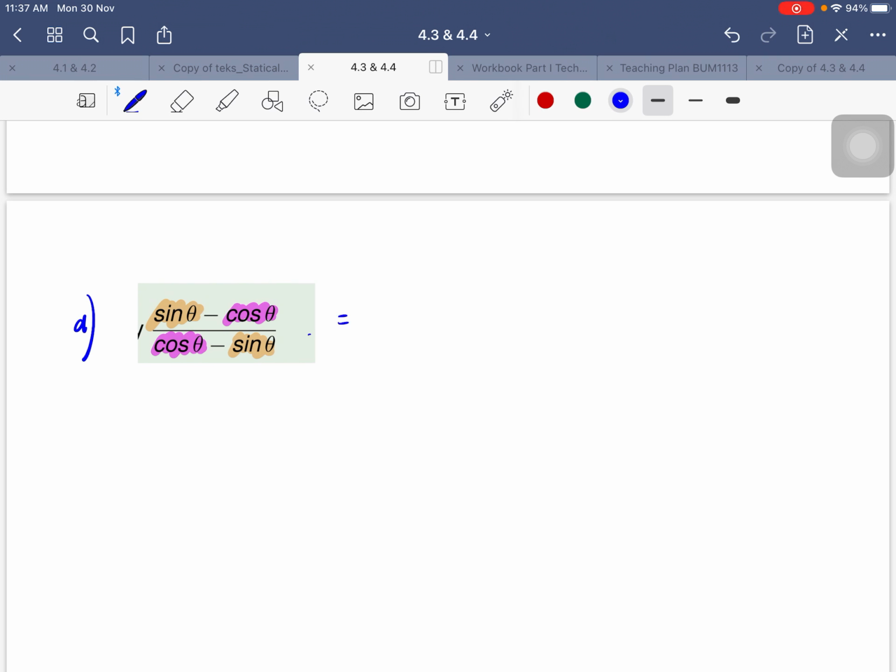So I can write that this is going to equal, I'm not going to change the top. I'm going to leave it as sine theta minus cos theta. But at the bottom, I'm going to factor out the negative. So I will end up with negative cos theta plus sine. Sorry, it's going to be plus of sine theta. Or basically, I can put it the other way around.